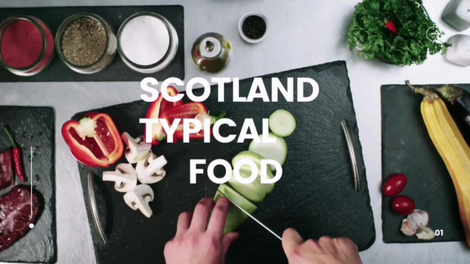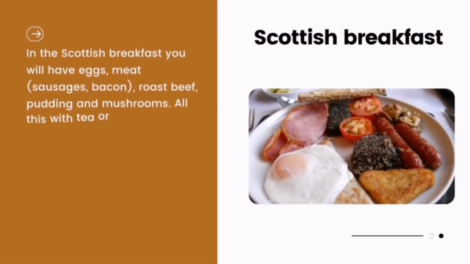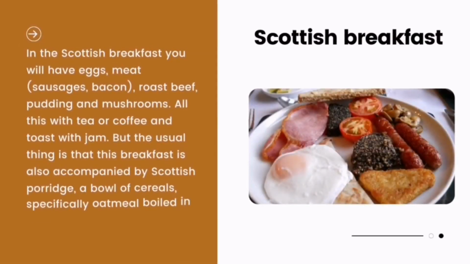Scotland. Typical food. Scottish breakfast. In the Scottish breakfast you will have eggs, meat, roast beef, pudding and more. All this with tea or coffee and toast with ham, but the usual thing is that this breakfast is also accompanied by Scottish porridge, a bowl of cereal, specifically oatmeal boiled in milk or water with salt.